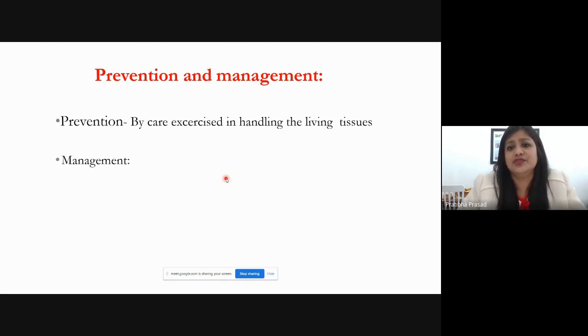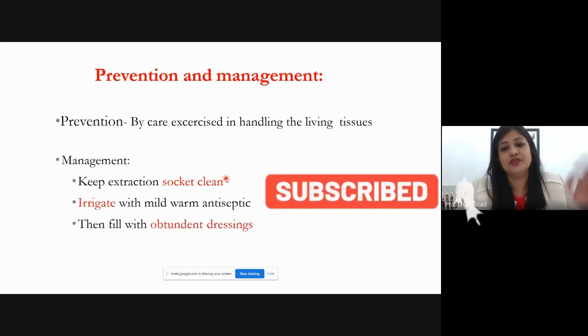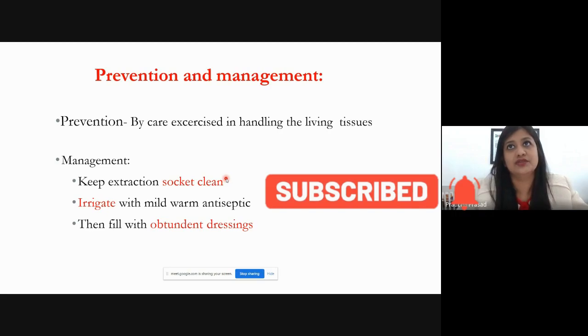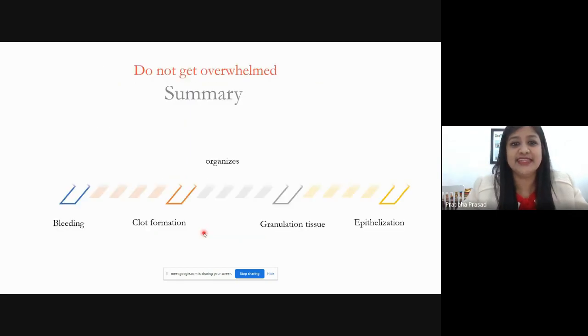How do you manage? Okay, still the patient comes back with this. You keep the extraction socket clean by irrigating with warm antiseptic, and then you fill it with an obtundent dressing. Usually zinc oxide eugenol is used. Many things are used. Many people keep a lot of drugs in it, but the most popular one, I guess, is zinc oxide eugenol. Do not get overwhelmed. It's very, very easy.